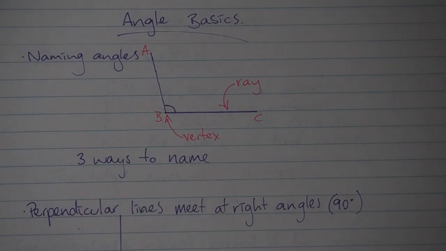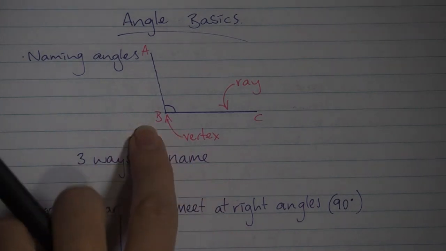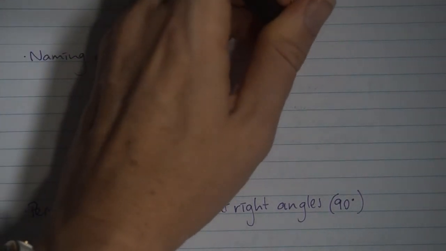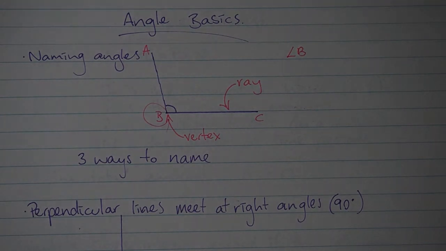Now, there's three ways we can name an angle, and two of those ways are better than the other one. All right, and I'm going to show you why. The simplest way to name an angle is to call this angle B, because that's where the vertex is. So, we can call this angle B. However, I'm going to suggest you don't get in a habit of doing that. I'll tell you in a minute why.